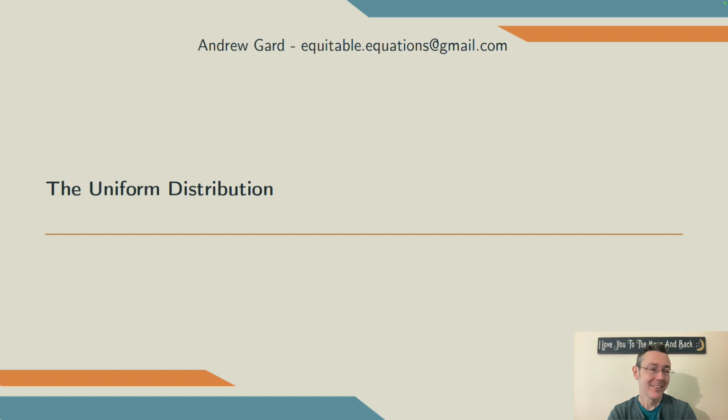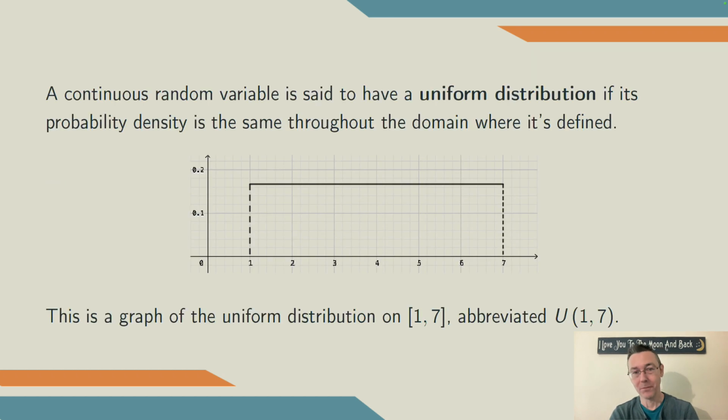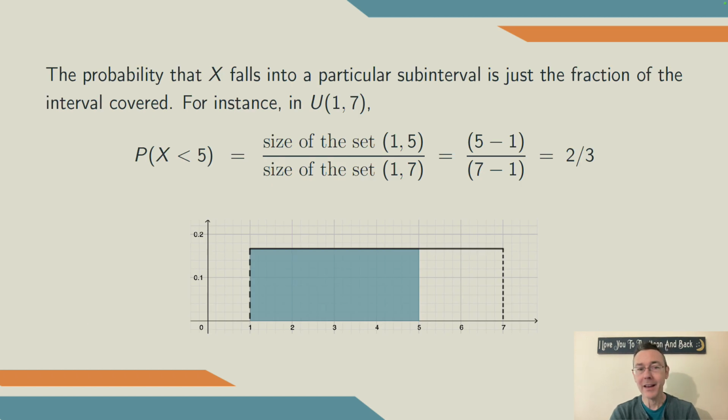Hey everybody. Today we're talking about the uniform distribution, which describes a continuous random variable with a constant probability density function. Basically, for a random variable like this, probabilities are the same wherever the random variable is defined. For instance, here's a graph of the uniform distribution on the interval 1, 7, and it's abbreviated U(1, 7). The probability that x falls into a particular subinterval, a particular range, is just the fraction of the interval that's covered by that range.